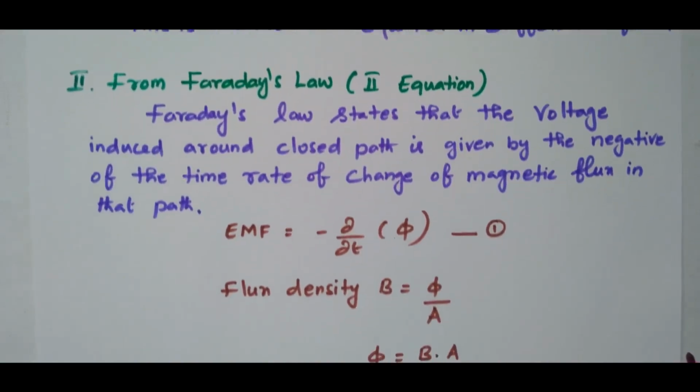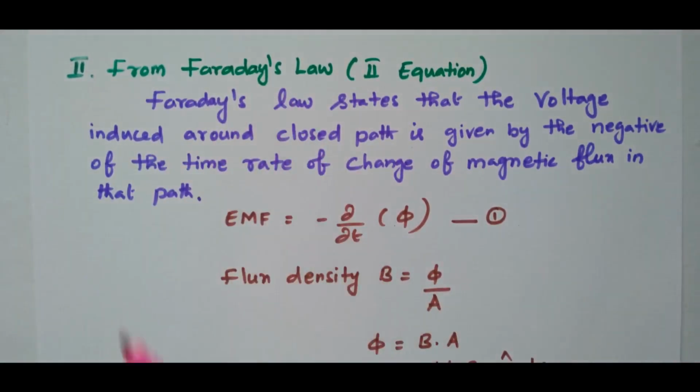The second equation is from Faraday's law. What is Faraday's law? Faraday's law states that the voltage induced around a closed path is given by the negative of the time rate of change of magnetic flux in the path, minus dou by dou t of phi, the rate of change of flux in a decreasing order. That is given by Faraday's law: EMF equal to minus dou by dou t of phi.